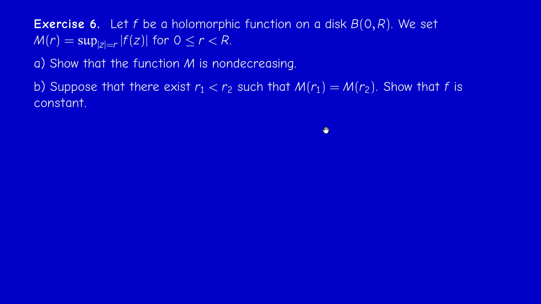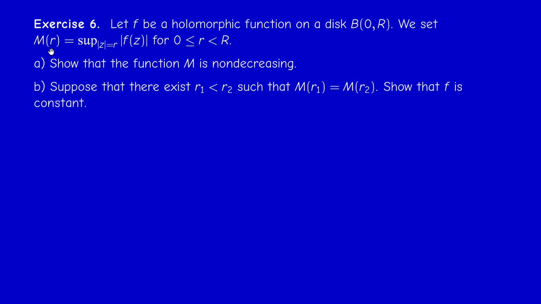Next exercise about the maximum principle. Consider a holomorphic function on the open disk of center 0 and radius r. And for each circle inside the disk, let capital M of R be the maximum. This could be a maximum because it's a compact set and modulus of f is continuous. So you can write maximum if you like. So it's the maximum of the modulus of f on the circle of radius r.